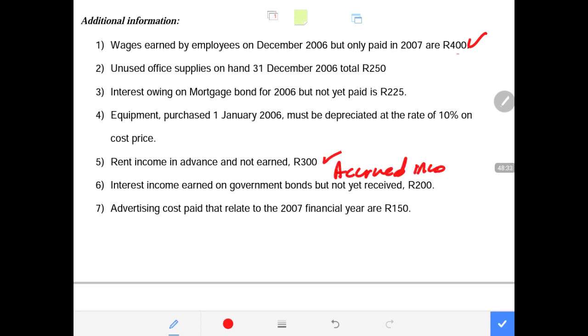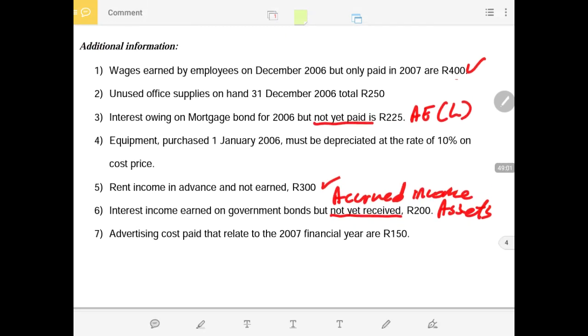Accrued income. This is income not yet received. The minute they say not yet received, that becomes accrued income. The minute they say not yet paid, that means accrued expense. Expense not yet paid. And accrued expense is a liability, and accrued income is an asset. Take note of that. Those terms are very crucial in financial accounting.